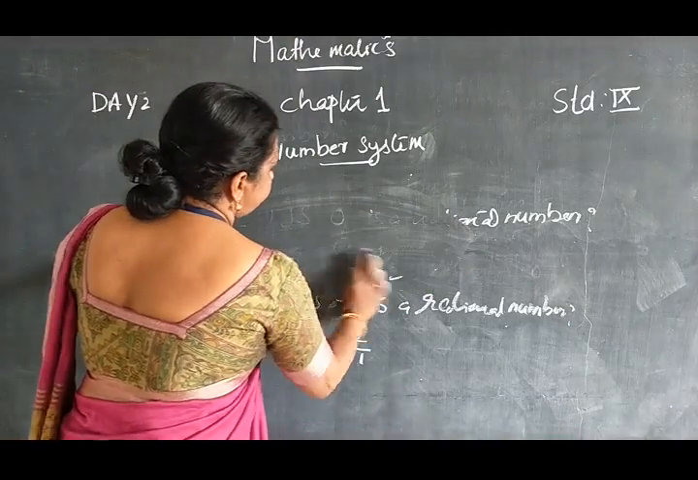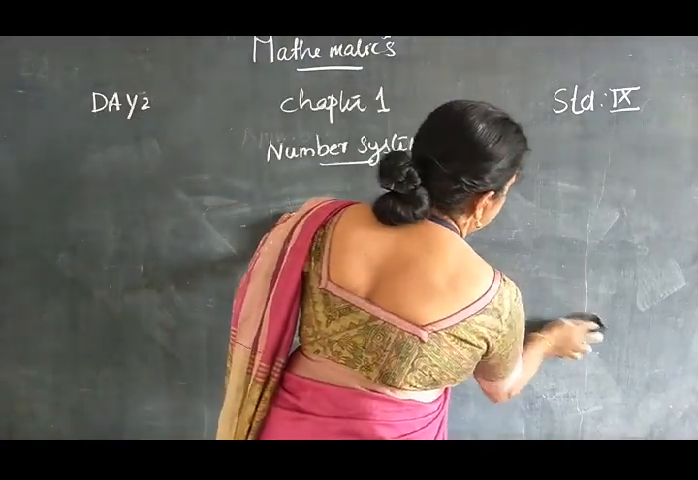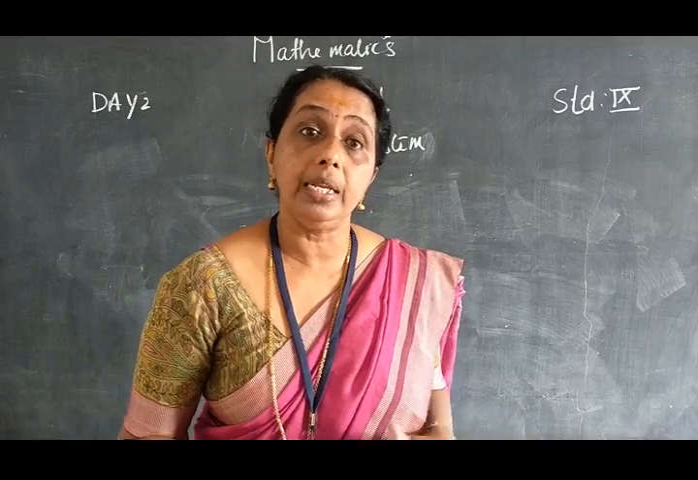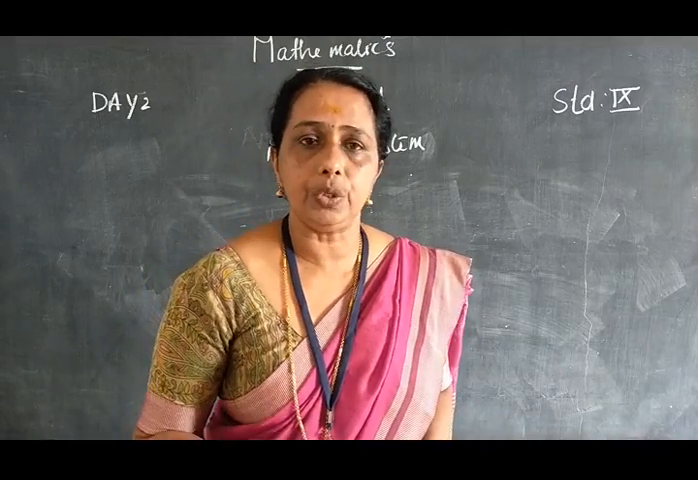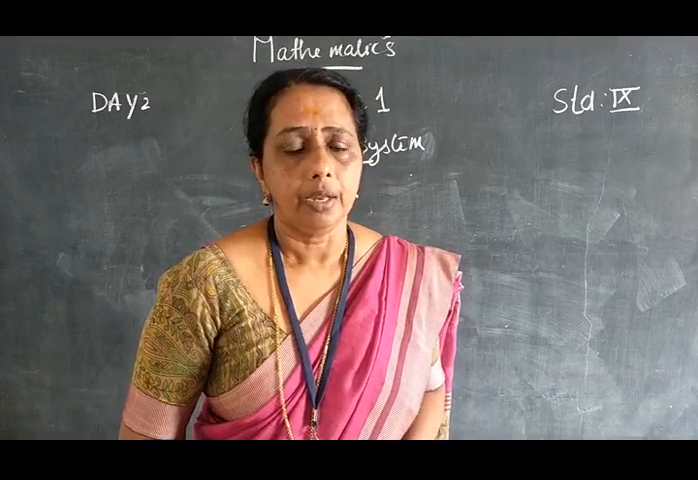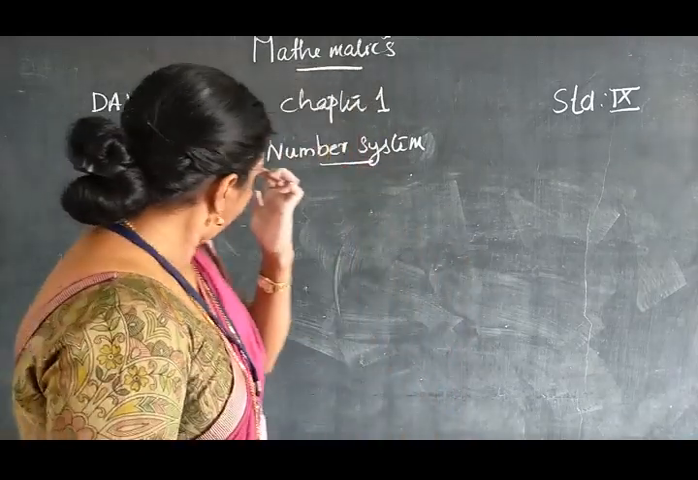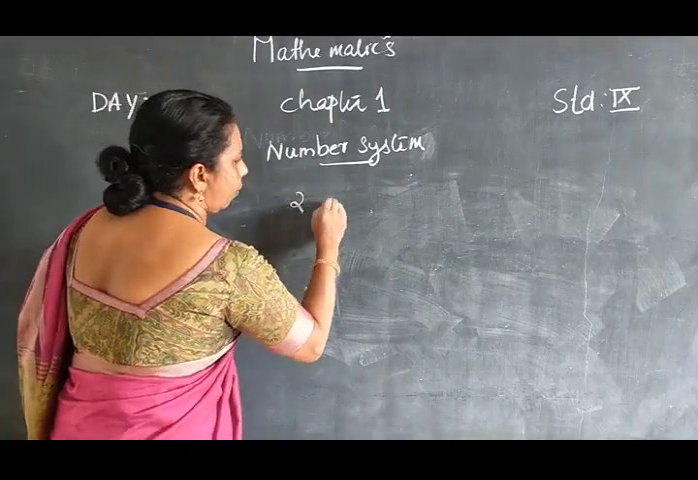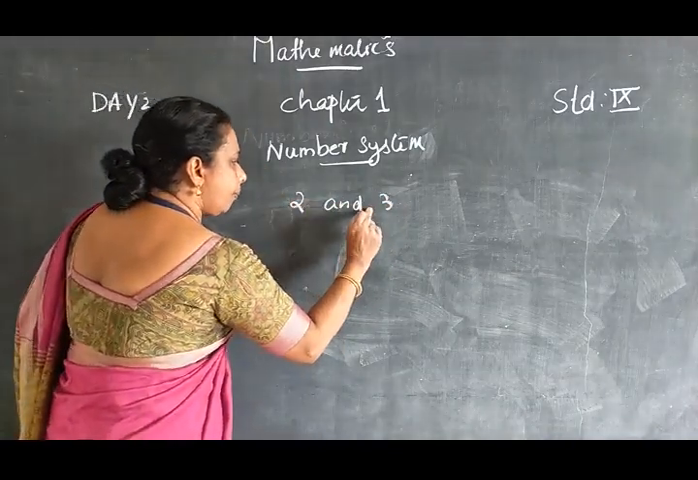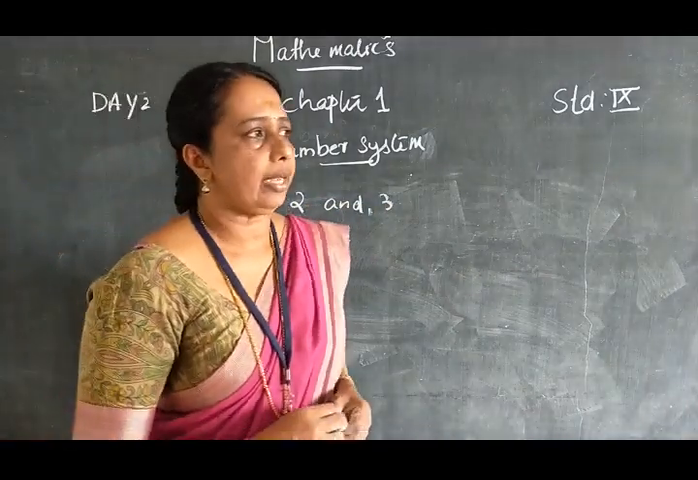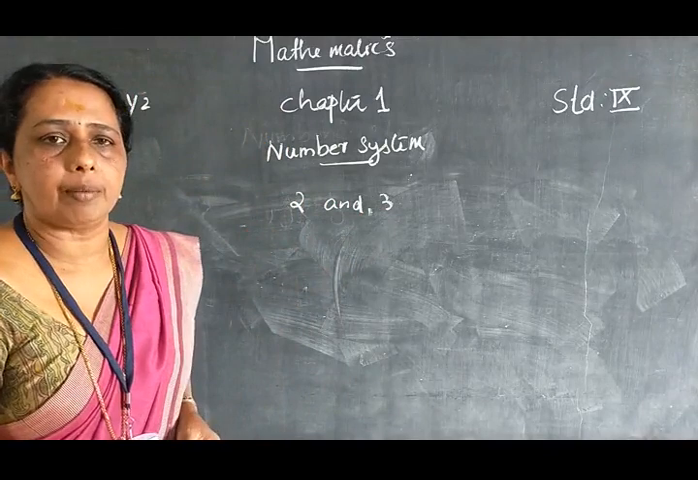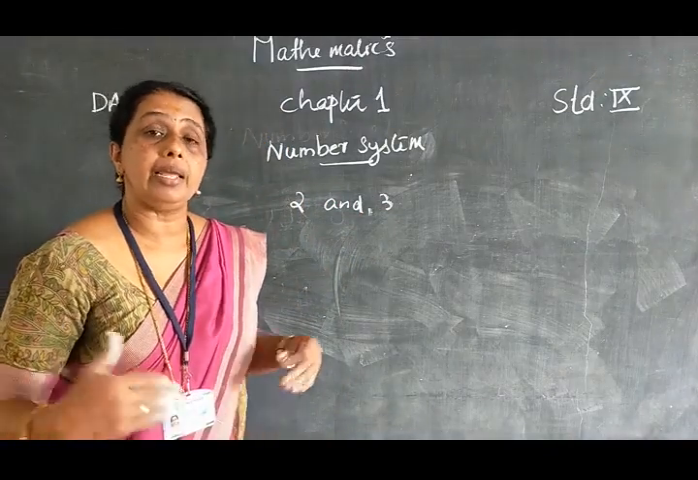Next thing, which you already studied in the 8th class: how many rational numbers lie between any two rational numbers? Between any two rational numbers, there are infinitely many rational numbers. Here, 2 is a rational number and 3 is a rational number. We can find the rational numbers between them by the easy method. Between 2 and 3, we can find infinitely many rational numbers.